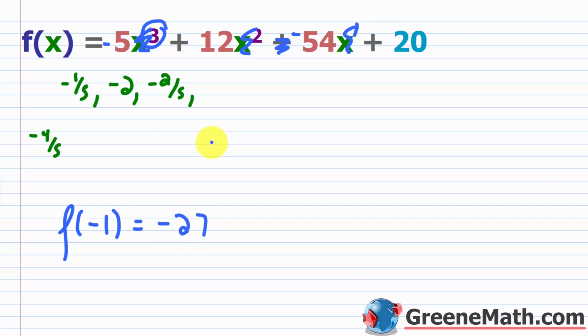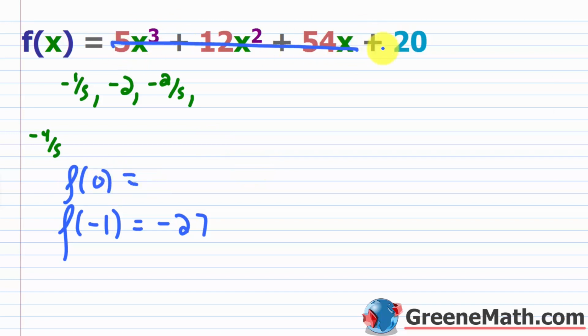But something you can check really quickly is f of 0. So f of 0 is what? This is all gone, it's just 20. Okay, so that takes a millisecond. Now, the reason I did that is because of the intermediate value theorem. All these fractions here, -1/5, -2/5, and -4/5, they're between 0 and -1 on the number line. So, because this guy is positive and this guy is negative, again, the intermediate value theorem tells us that for sure we're going to have a real 0 between 0 and -1, okay?